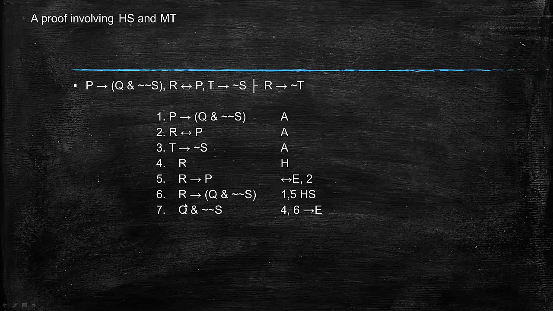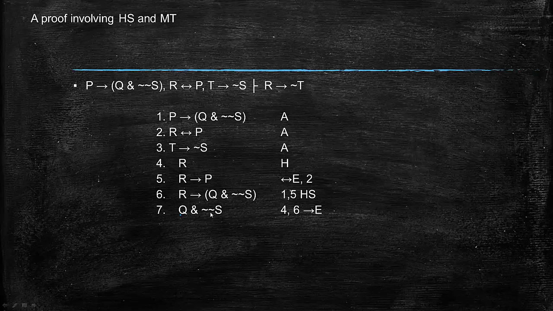And, well, then where are we? All right, we have Q and not S. We could get either one of these, Q, and we can get not S. And we have if T then not S. Remember, what we're trying to get is not T.